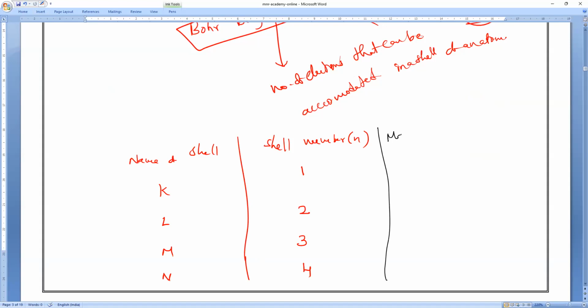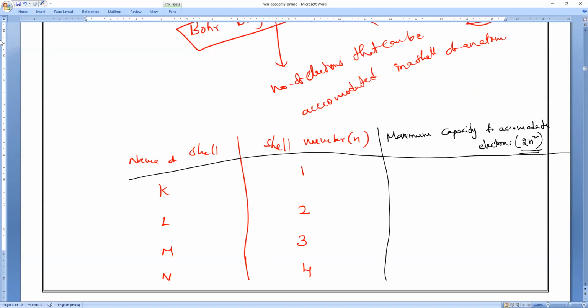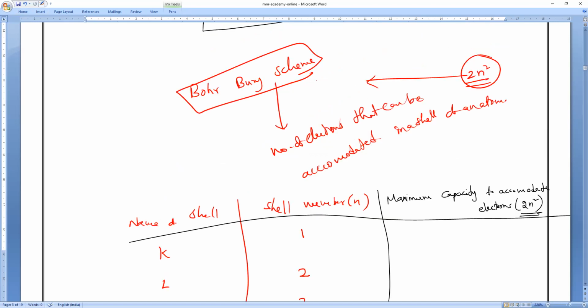So next, maximum capacity. Already taught this, but again, the maximum capacity to accommodate electrons. What is the formula? 2n square. Learn it, everybody. So what is the name of this 2n square? Bohr-Bury scheme. Why? Because it is Bohr's atomic model only. Clear, everybody?